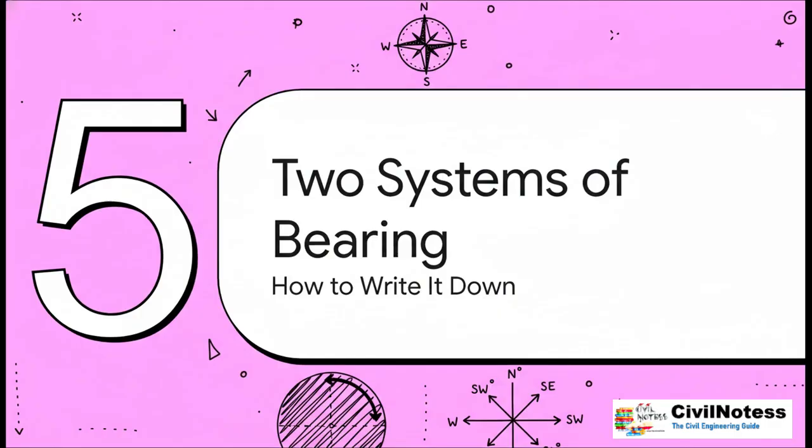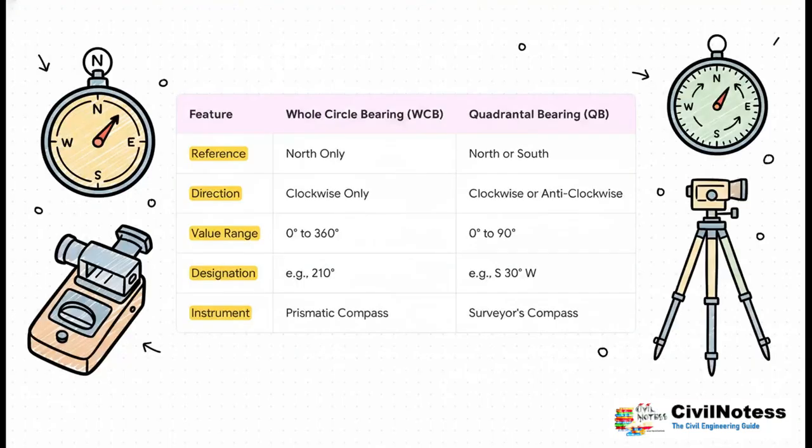This is the stuff that can really trip you up on an exam, so listen closely. You're out in the field. You've measured your angle. Now what? How do you write it down? Well, there are two main systems for doing this, and you absolutely have to know the difference between them. Let's break down this table because it's super important.